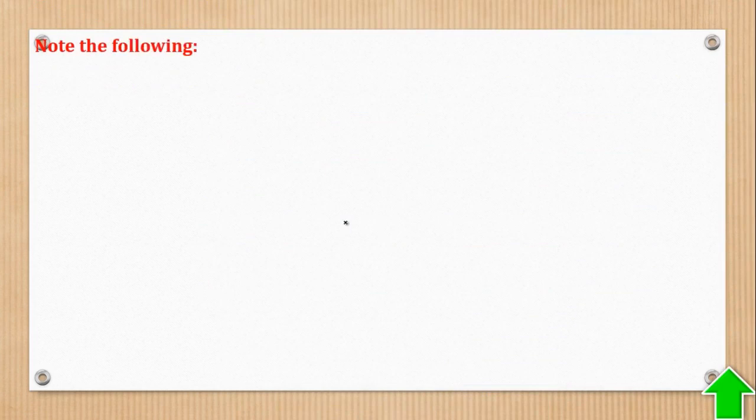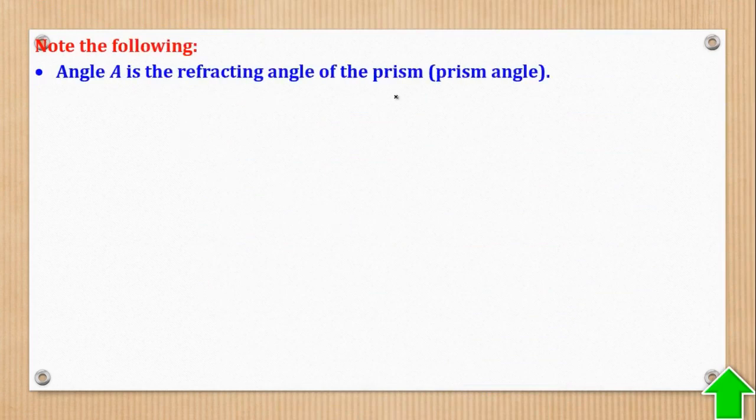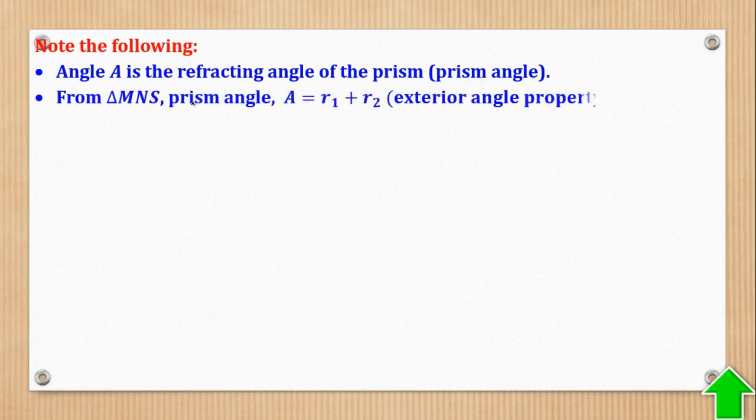So let's make some simple notes. One is that A is the refracting angle of the prism. We have already seen that. It's also called the prism angle. Another note is that by geometry, from triangle MNS, A is equal to R1 plus R2, that is the exterior angle property.